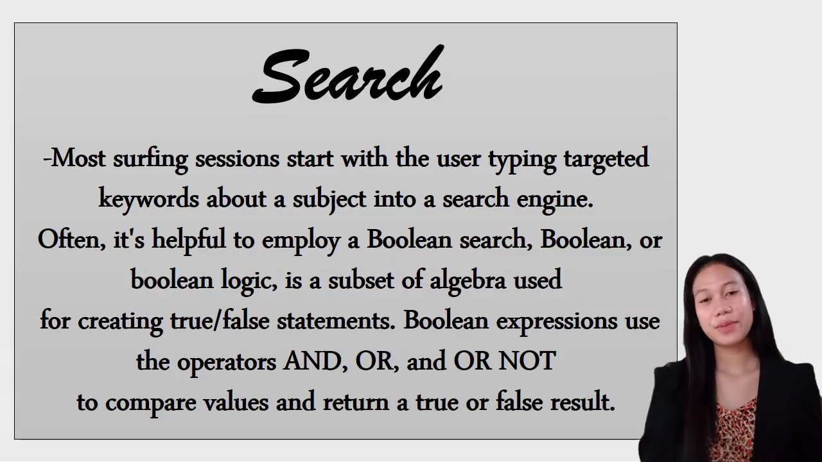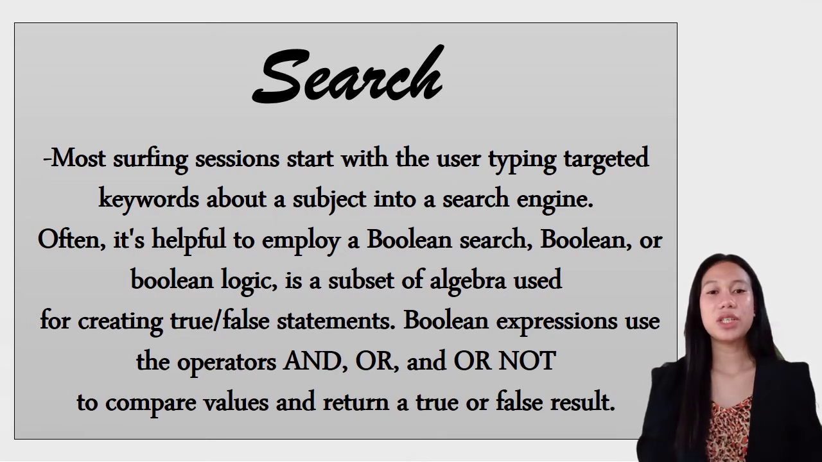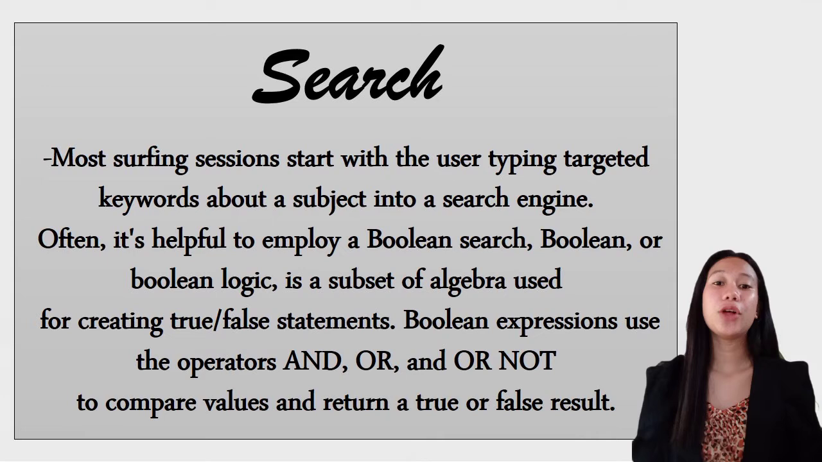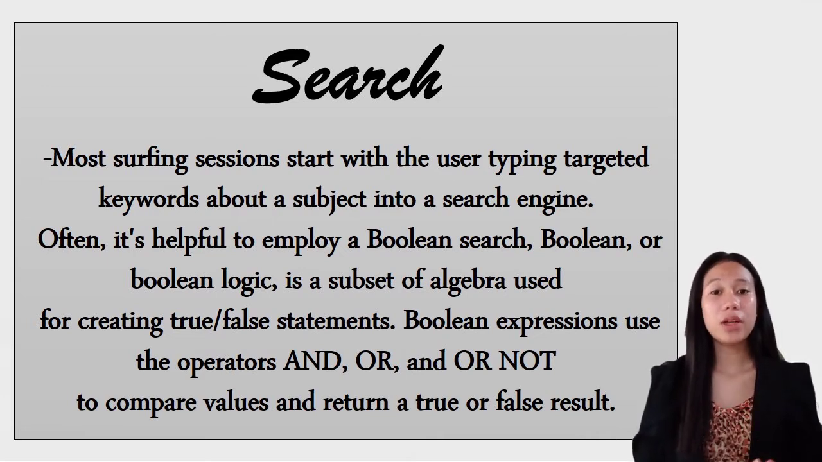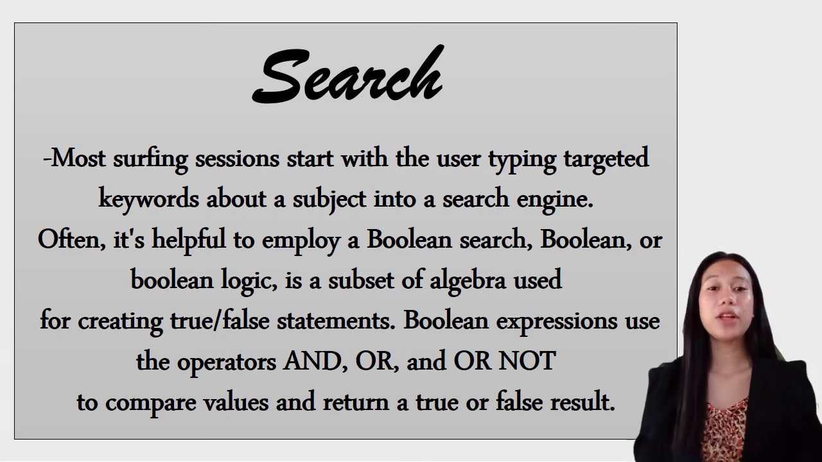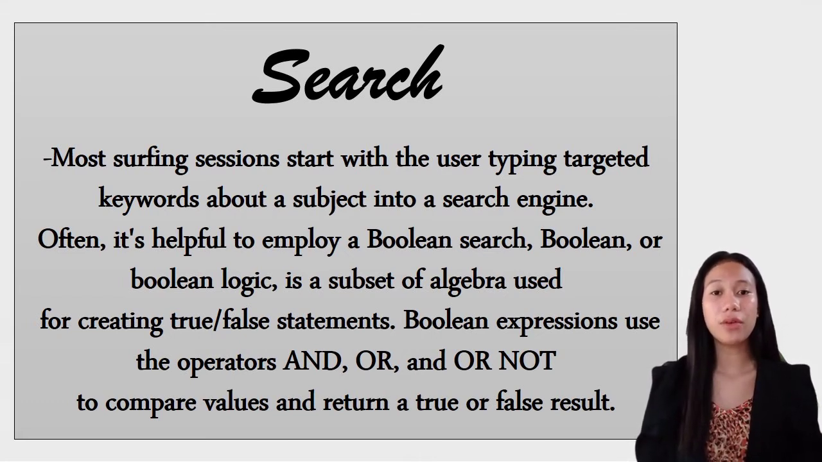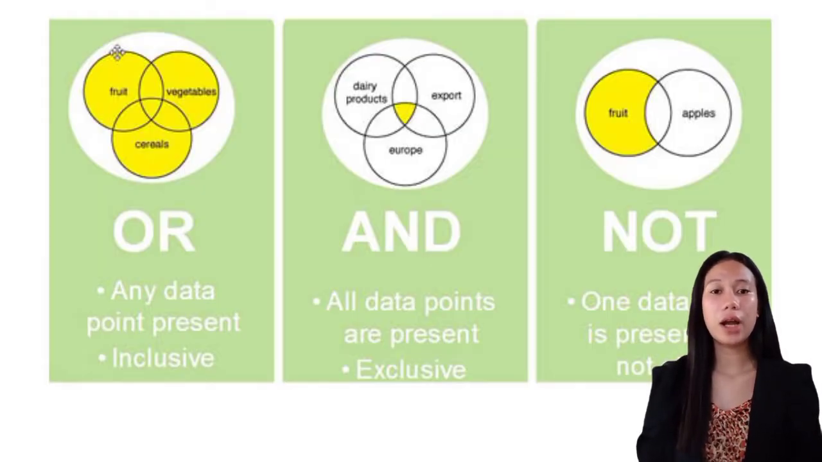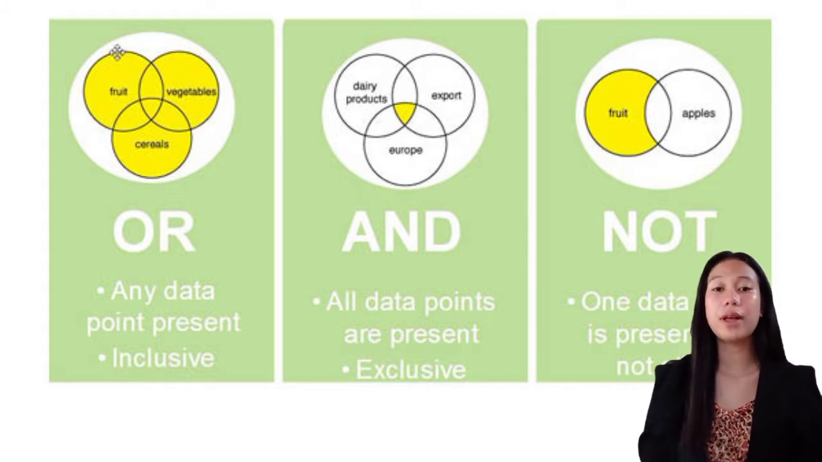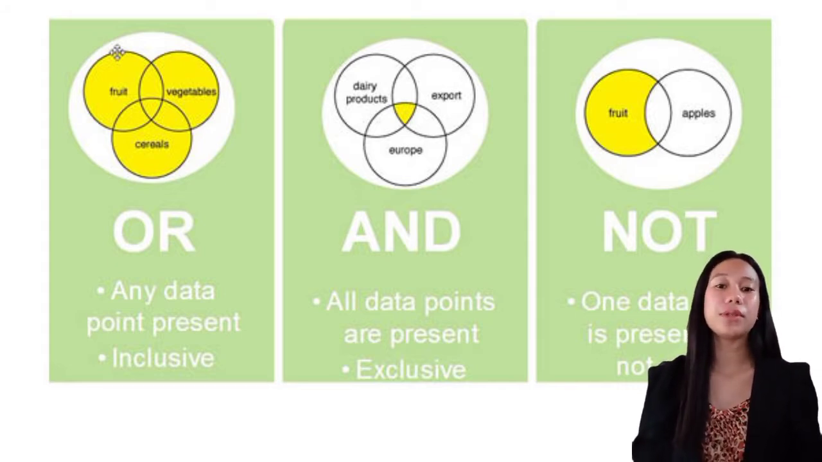First is search. Most surfing sessions start with a user typing targeted keywords about a subject into a search engine. Often, it's helpful to employ a Boolean search. Boolean search or Boolean logic is a subset of algebra used for creating true or false statements. Boolean expressions use the operators AND, OR, and NOT to compare values and return a true or false result.